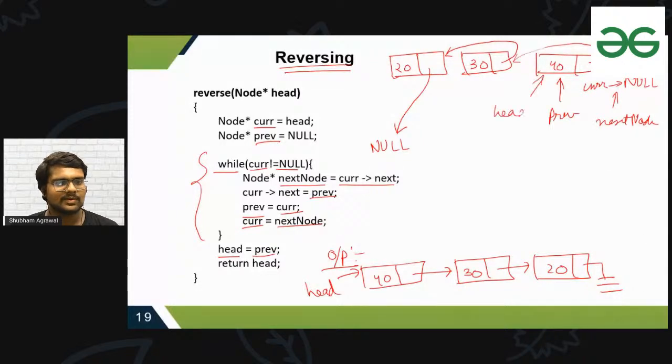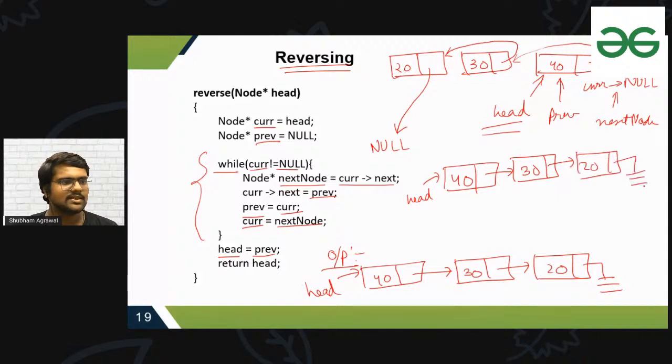And now if you see, we have reversed the linked list, because now head is pointing to 40, 40 is pointing to 30, 30 is pointing to 20, and 20 is pointing to null. So we have just reversed this linked list. If I write it like this: 40, and 40 is pointing to 30, and 30 is pointing to 20, and 20 is pointing to null. Okay, so we have just reversed our linked list. In this way, we can reverse the linked list. Okay, so this is the pseudocode for that.